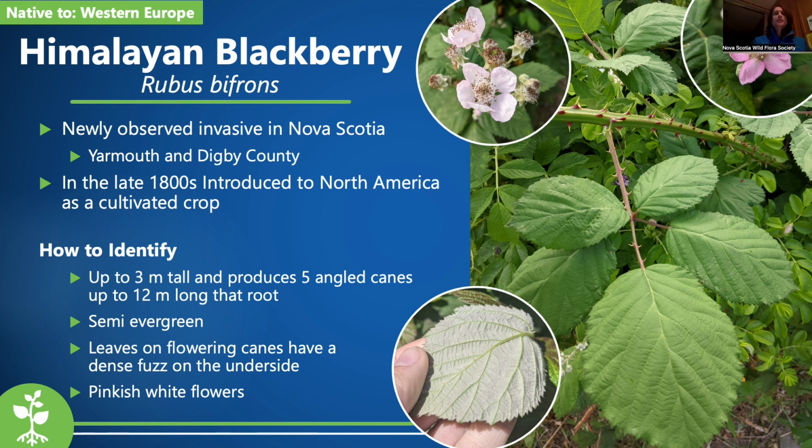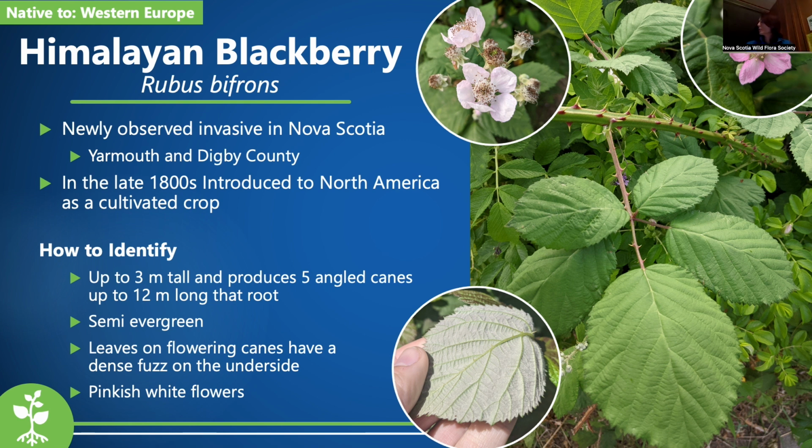So in terms of identifying Himalayan blackberry, it's a very large blackberry species. It can grow up to 3 meters tall and produce canes up to 12 meters long that will root at the tip. So it is very much bigger than the native blackberry species that we have here in the province. It also tends to be kind of semi-evergreen and holds onto its leaves much longer. We've seen it hold onto its leaves past December until there was an intense frost in the Yarmouth area, which then finally started to drop them.